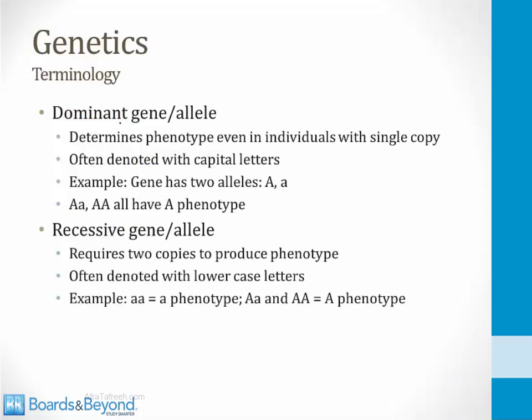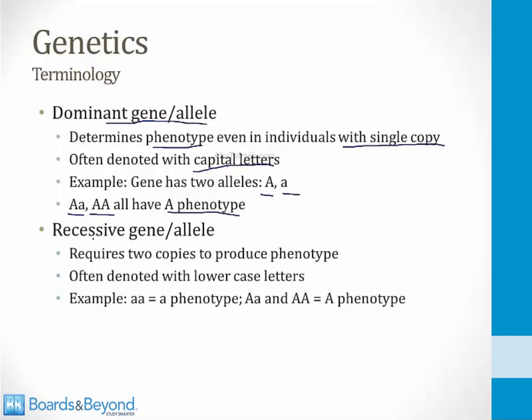A dominant version of a gene or a dominant allele is one that can determine the phenotype even among individuals who have only a single copy. It is often denoted with capital letters. For example, if a given gene has two alleles and one is denoted by capital A and the other by lowercase a, then individuals who have one copy of capital A and one lowercase a, or individuals who have two copies of capital A, will all have the A phenotype. In other words, the capital A allele dominates over the lowercase a allele.